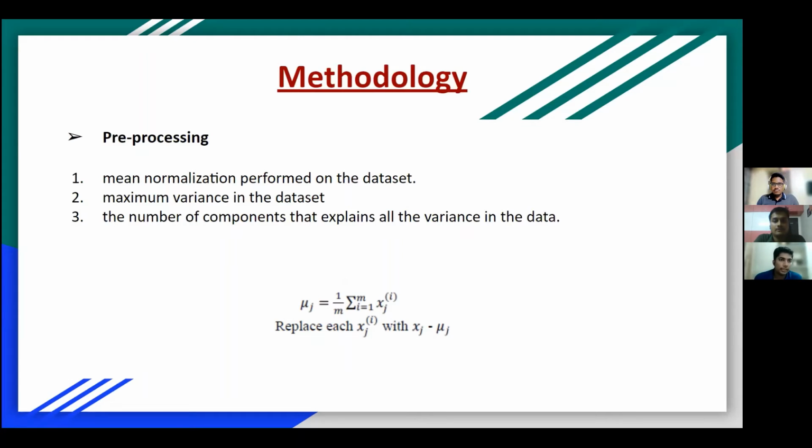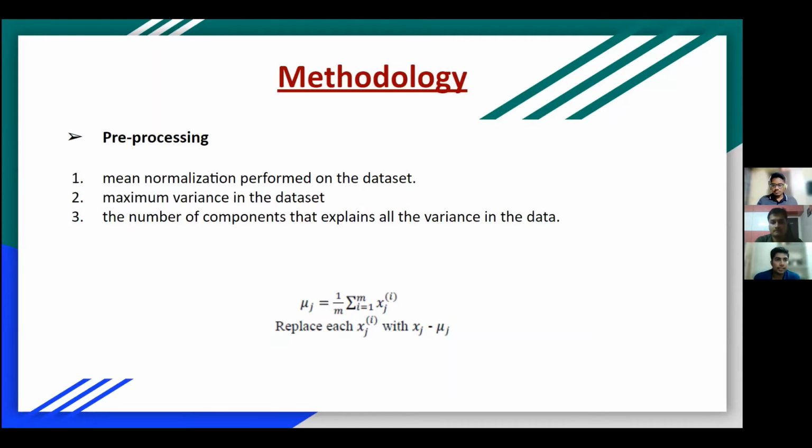The first stage is pre-processing. Before applying principal component analysis, it is ideal to have performed mean normalization on the data set beforehand, as the prime motivation of PCA is to retain the maximum variance in the data set. Having mean normalization performed on the data set leads to an efficient output. If not, it may wrongly assume the number of components that explain all the variance in the data.